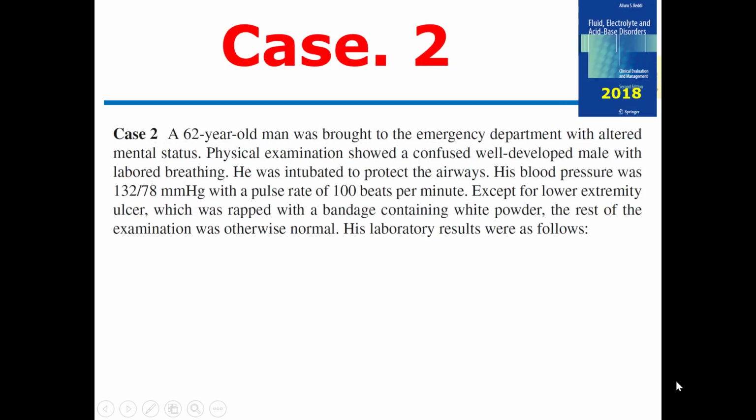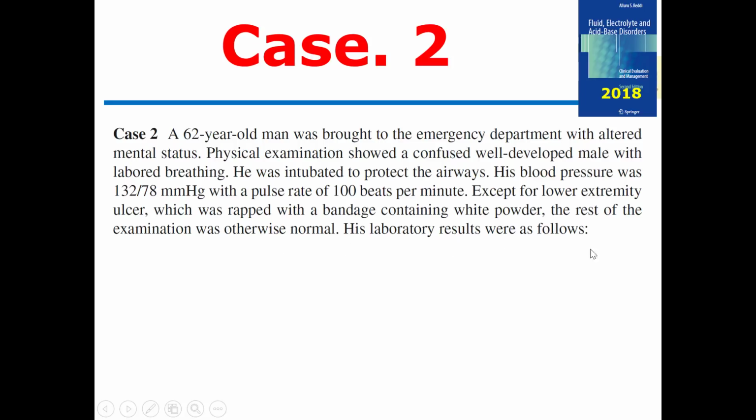Another case. This is a 62-year-old man brought to the emergency department with altered mental status. Physical examination showed a confused, well-developed male with labored breathing. He was intubated to protect the airways. His blood pressure was 130/78 with a pulse of 100 beats per minute, except for a lower extremity ulcer, which was wrapped with a bandage containing white powder. The rest of the examination was otherwise normal.